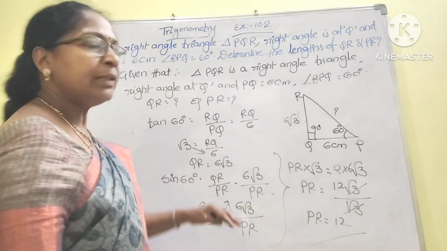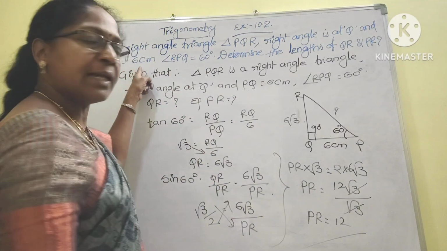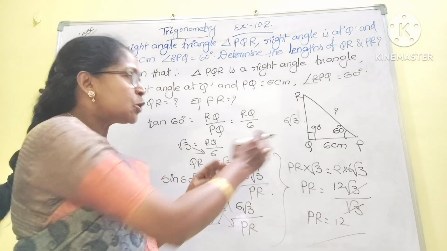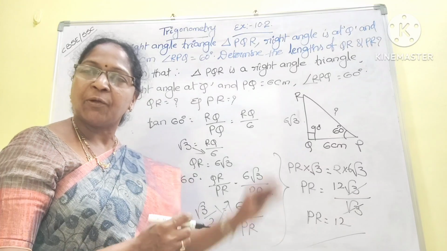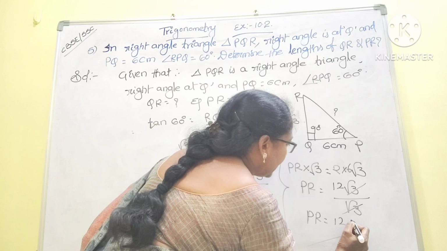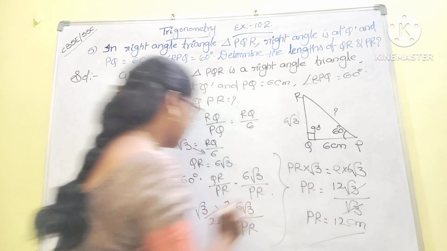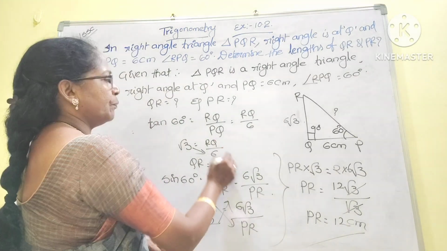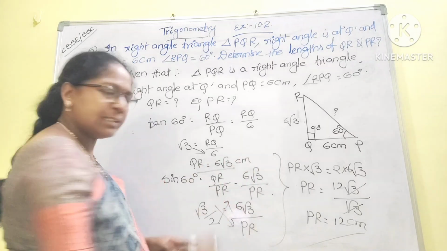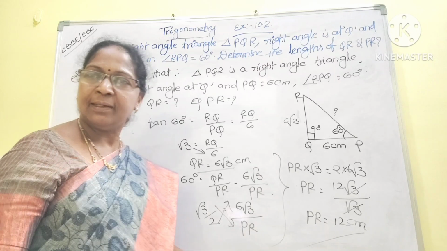And one more thing here. One of the lengths of this right angle triangle is given in centimeters. The units are centimeters, so all the remaining side lengths you also have to mention in the same units. So PR equals 12 centimeters, as well as QR equals 6 root 3 centimeters. Okay, is it clear?